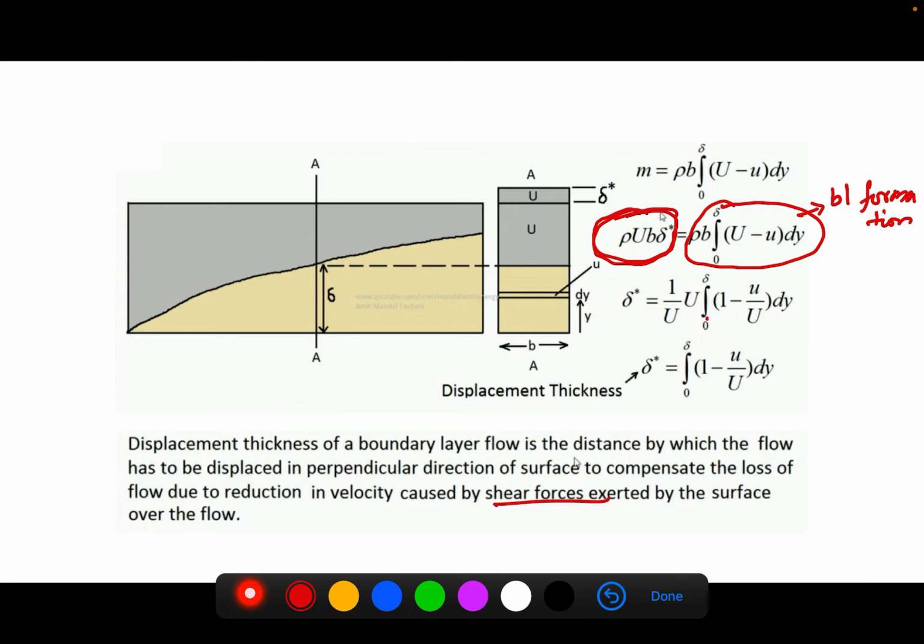And that displacement thickness can be calculated as the integral from 0 to delta of (1 minus u by U) dy.